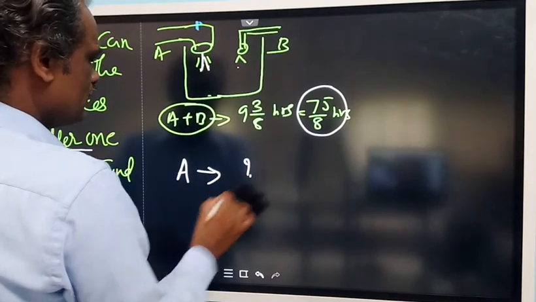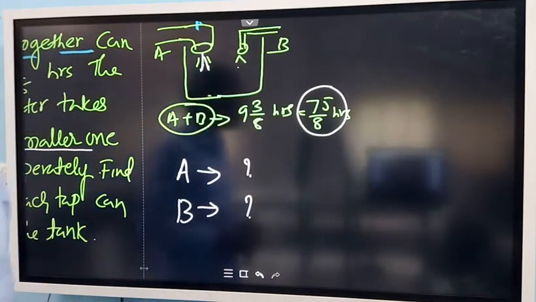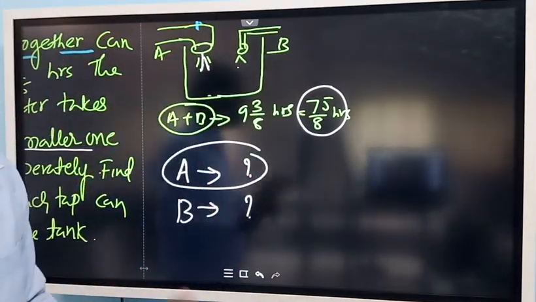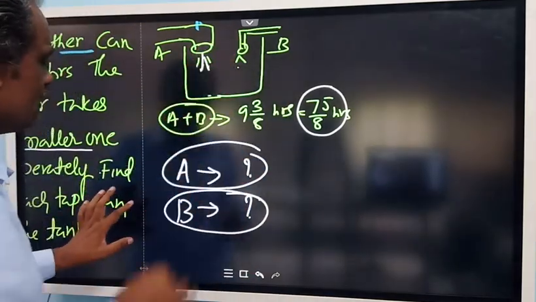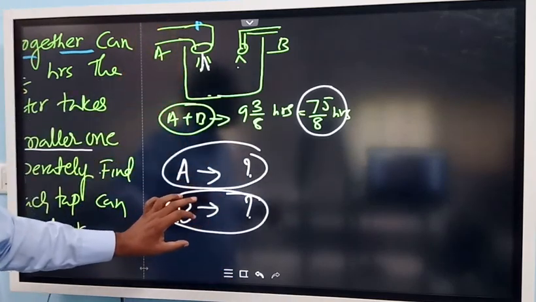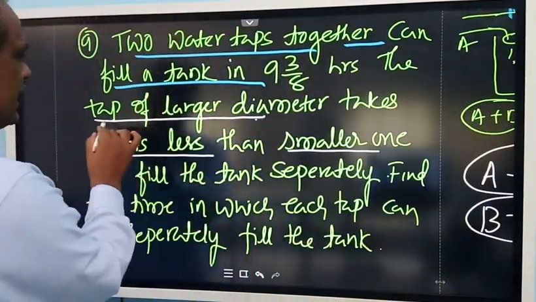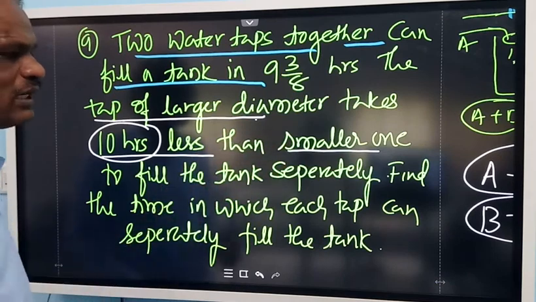We do not know. And tap B separately turned on, what is the time taken? We do not know. We need to find out in how much time tap A alone will fill the tank, and in how much time tap B alone will fill the tank. But what is the relation they have given? The tap of larger diameter takes 10 hours less than the smaller one.